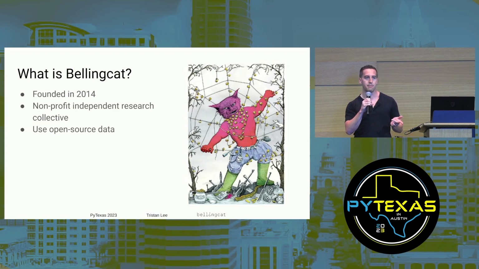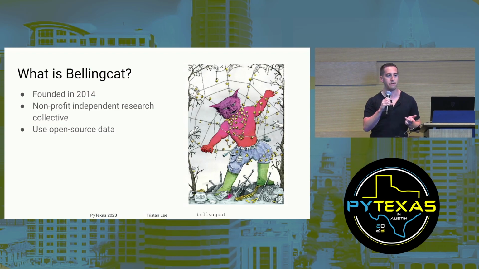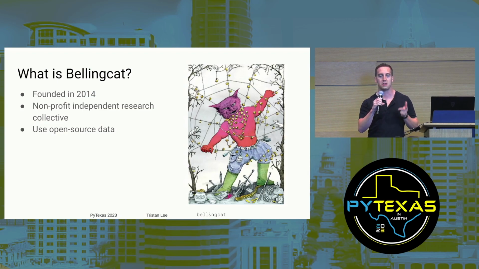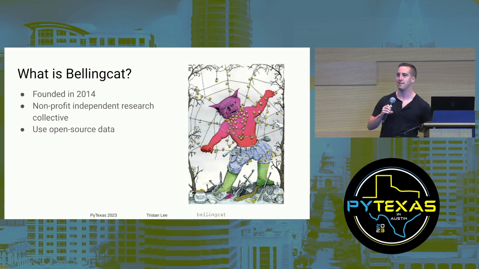If you've heard of Bellingcat before, it was probably when we identified the Russian intelligence agents who poisoned the dissident Alexei Navalny, or something similar.